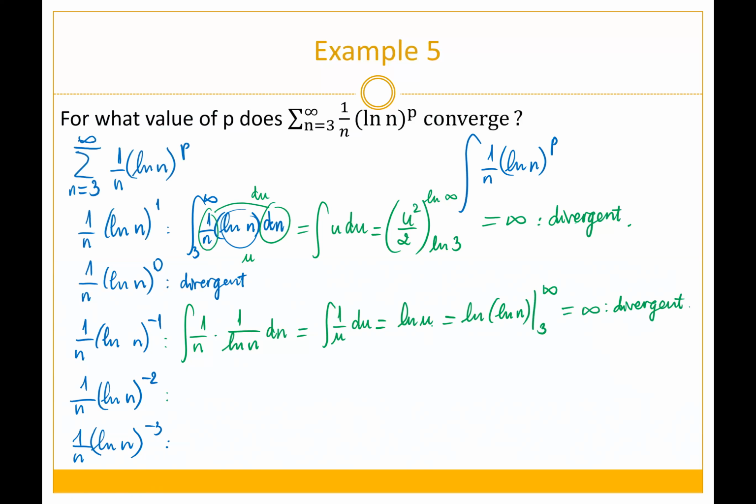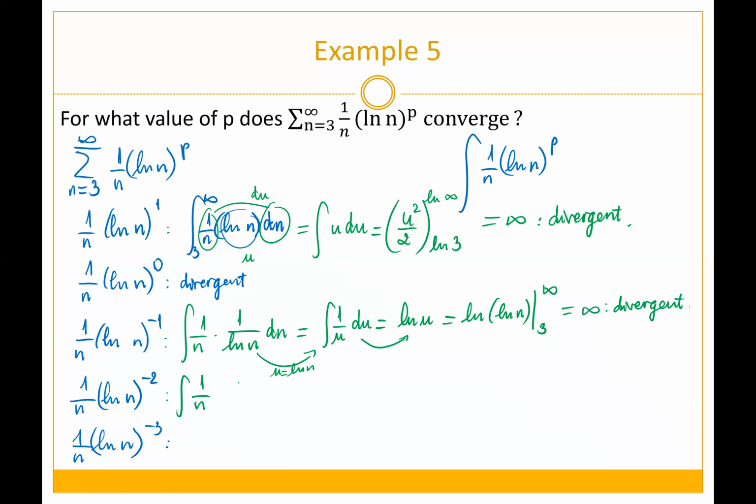I kind of jumped through quite a few steps here. So here you put u equal to ln of n, then you have the integral of 1 over u du, and that integral is going to be ln of u, and that's going to be ln of n, and that's divergent.